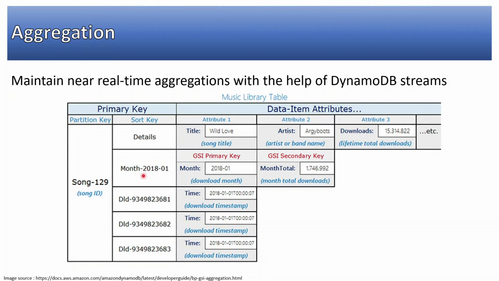We can store it like this. Here, which is the month, and here we have the aggregated value of all these downloads for this month. We are updating this in such a way. And in the same way, at the top level, this is again the song detail, which is title and artist. Again, here we are saying lifetime total downloads.